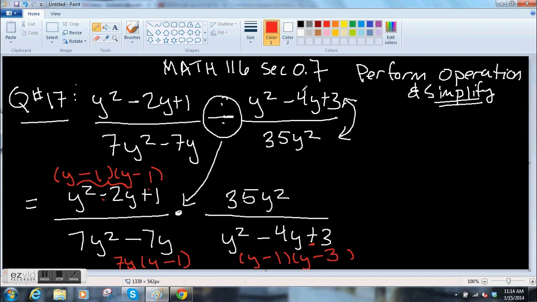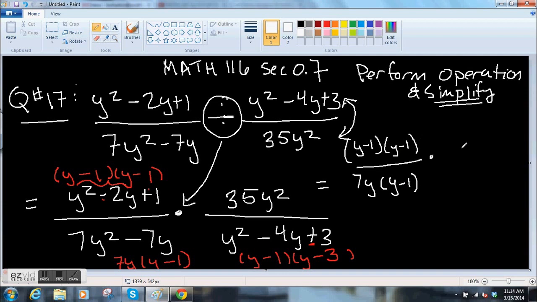Okay, so here is the big thing, and then we can start canceling. We have (y minus 1) times (y minus 1) all divided by 7y times (y minus 1) times 35y squared, it's right there, divided by (y minus 1) times (y minus 3). So now we get to cancel.